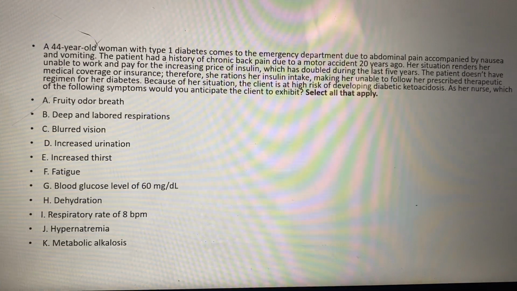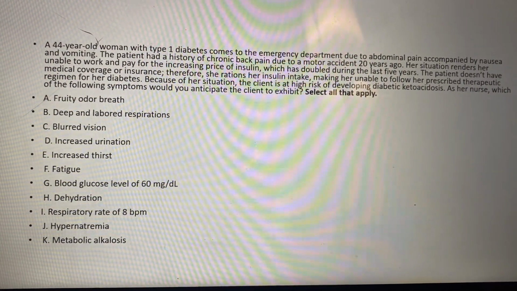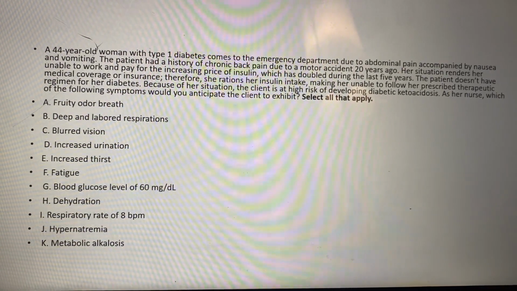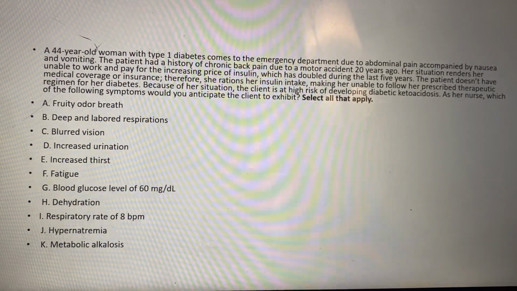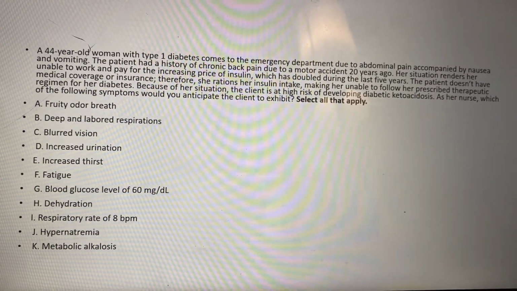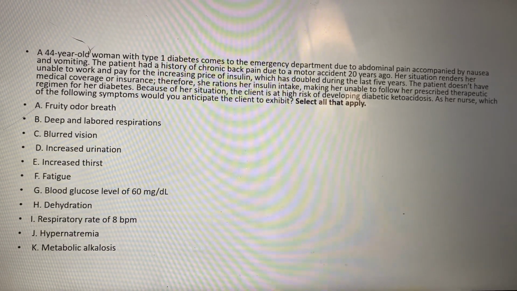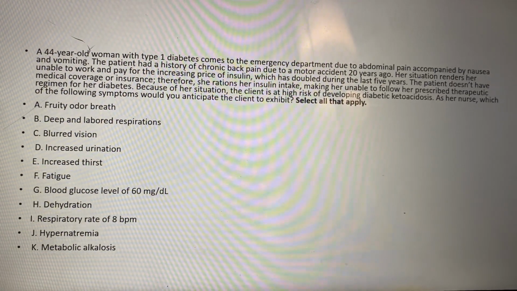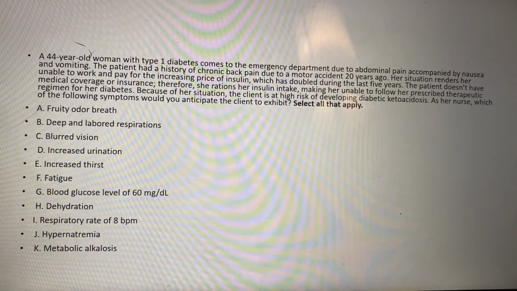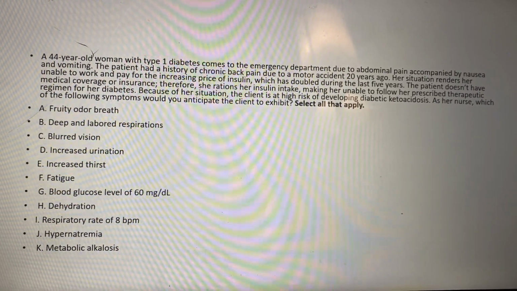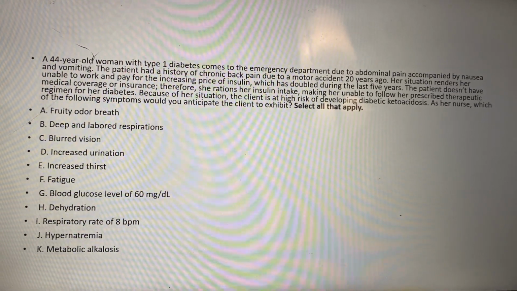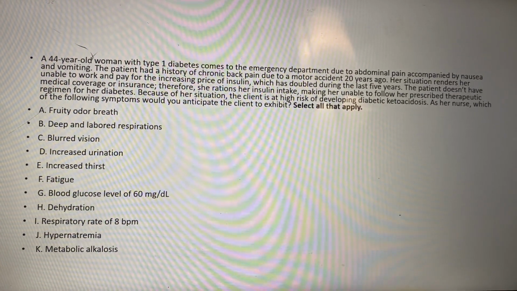We have a 44-year-old woman with type 1 diabetes who comes to the emergency department due to abdominal pain accompanied by nausea and vomiting. The patient has a history of chronic back pain due to a motor accident 20 years ago. Her situation renders her unable to work and pay for the increasing price of insulin, which has doubled during the last 5 years. The patient doesn't have medical coverage or insurance, therefore she rations her insulin intake, making her unable to follow her prescribed therapeutic regimen for her diabetes.